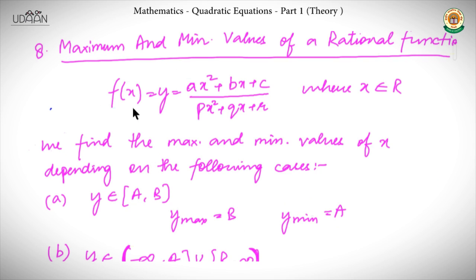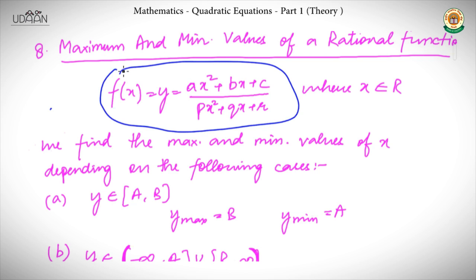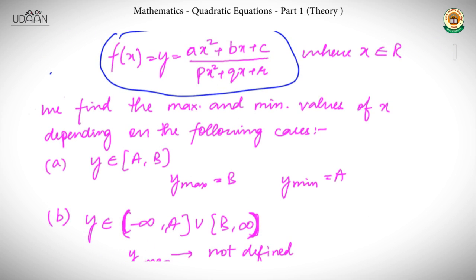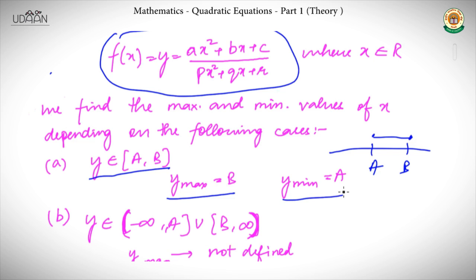We define a rational function as f of x is equal to y, that is y is equal to ax square plus bx plus c, where x belongs to R. We find the maximum and the minimum values depending on the following cases. Let there be a case where y belongs to [a, b], that is y can take values including both a and b. In that case, we say that the maximum value of y is b and the minimum is a.